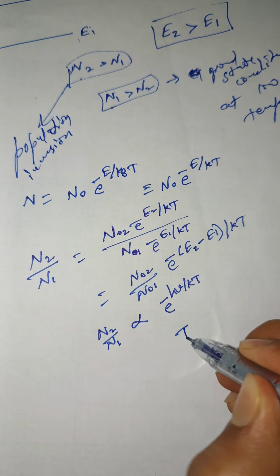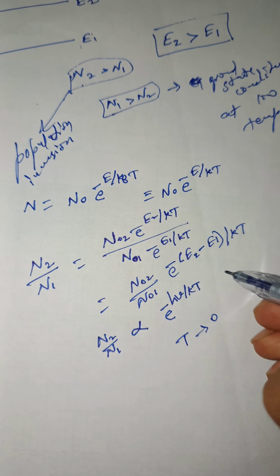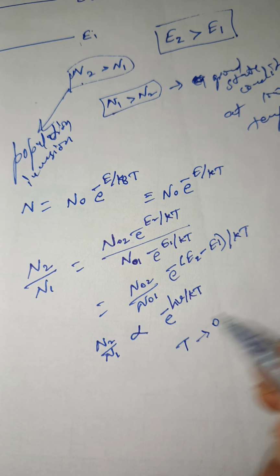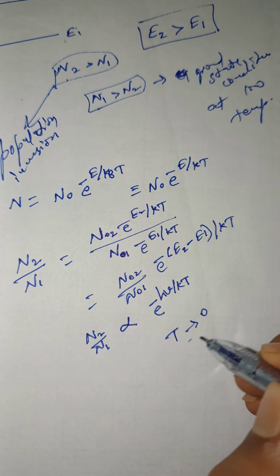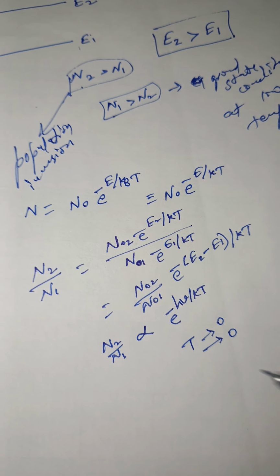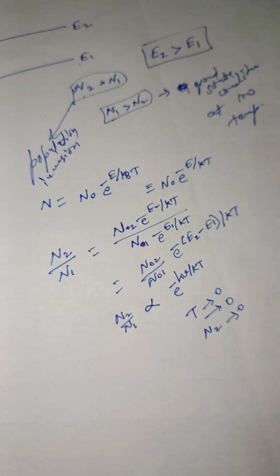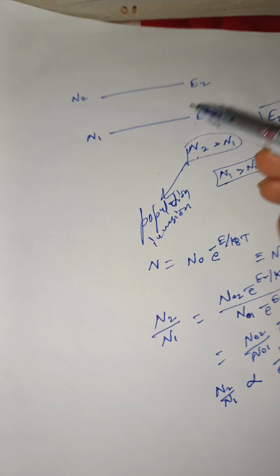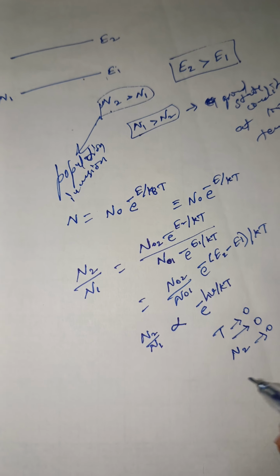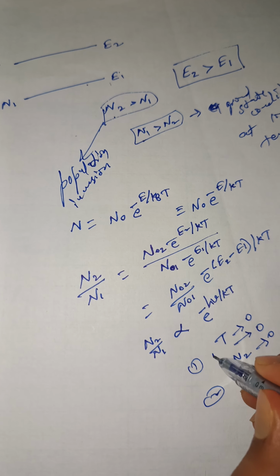So if you take T tending to 0, then this ratio will be 0, meaning N2 goes to 0. That means at zero temperature there are no particles in the excited state; all particles go into the ground state. That is the first condition.